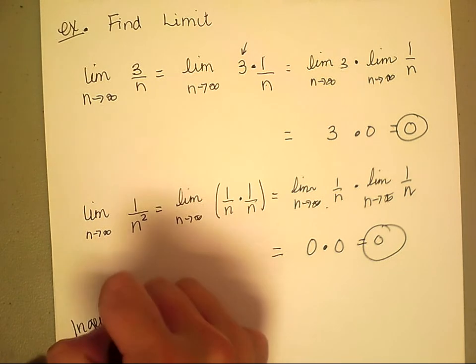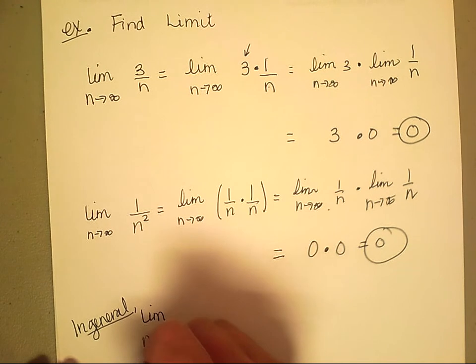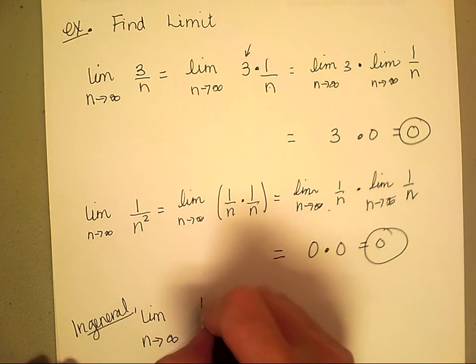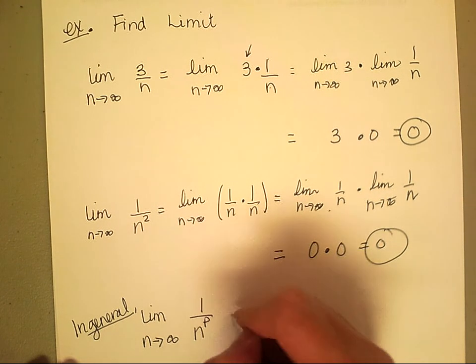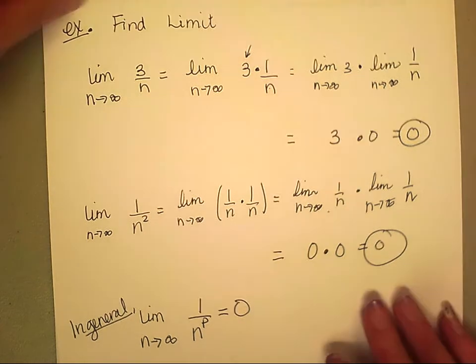So now in general, this will be true. The limit as n goes to infinity of 1 over n to any power is going to be equal to 0. Okay, so 1 over n to any power will be 0. Okay, let's try a more difficult one.